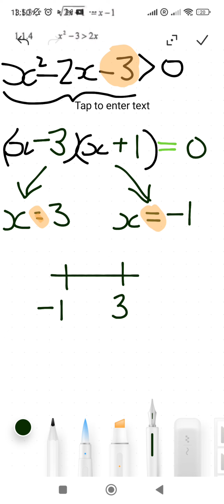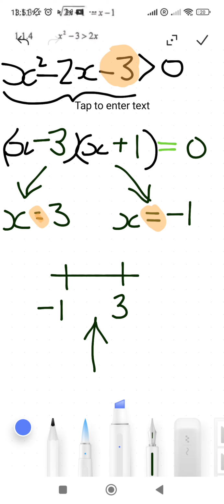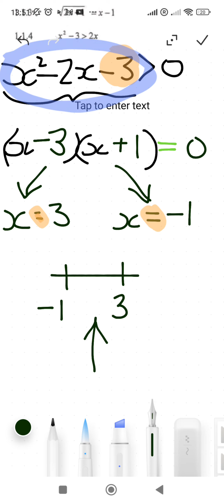So we're going to pick something that is inside. So when I say inside, I mean in between minus 1 and 3. So 0, we can try 1, we can try 2. Any of those values are in between minus 1 and 3. Let's go with 0. 0 is always easy. So what I mean is I am going to go to our original inequality, which is up here, right? And I'm going to substitute 0 in x's place and see what happens.